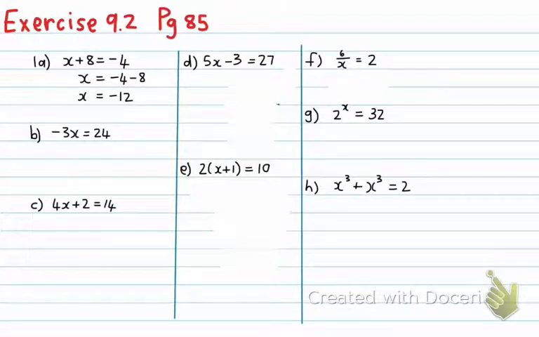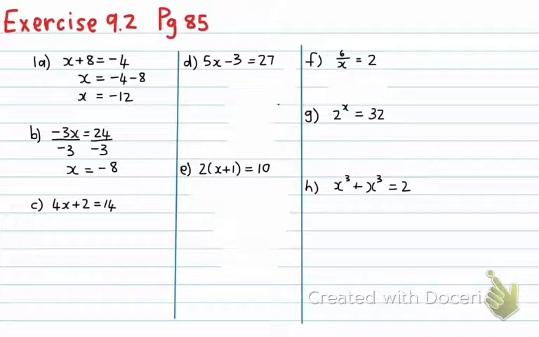All right, question B, it says negative 3x is equal to 24. Now remember, if it's negative 3x like that, it means negative 3 times x. And how do I get rid of that multiplication? I have to divide with negative 3 on both sides. Okay, so then a positive divided by a negative is a negative answer, and 24 divided by 3 is going to give me 8. So the answer is negative 8.